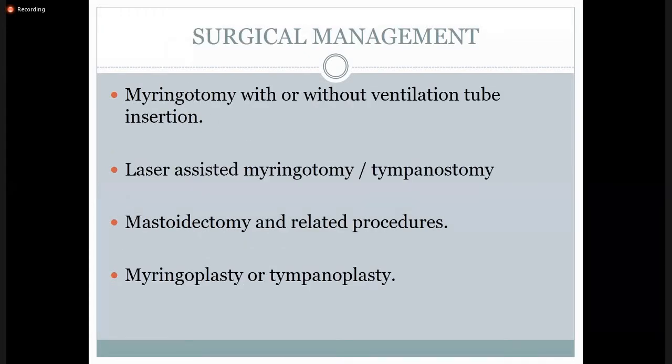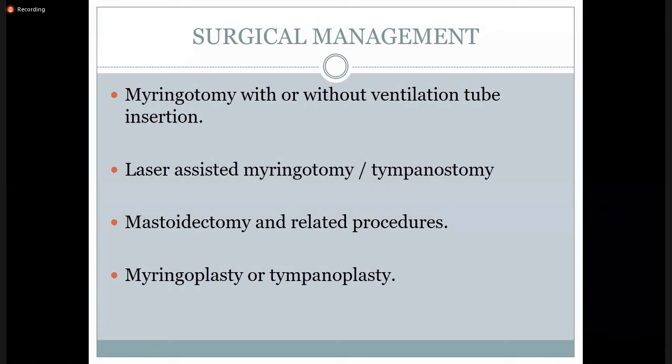Surgical management is sometimes required in otitis media when there's too much fluid and the membrane is about to burst with the pus inside. Then myringotomy means creating a hole in the eardrum. Myringa means tympanic membrane, and otomy means to create a hole. So we create a hole surgically. It is called myringotomy. And we put a ventilation tube, called a grommet, to have continuous ventilation or drainage of the material from the middle ear.